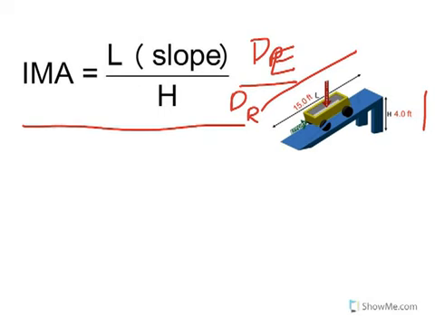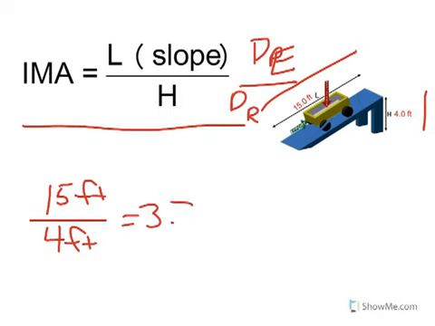In the case of this simple machine, my length is my 15 feet. My height is the 4 feet. If I divide those out, I get an ideal mechanical advantage of 3.75.